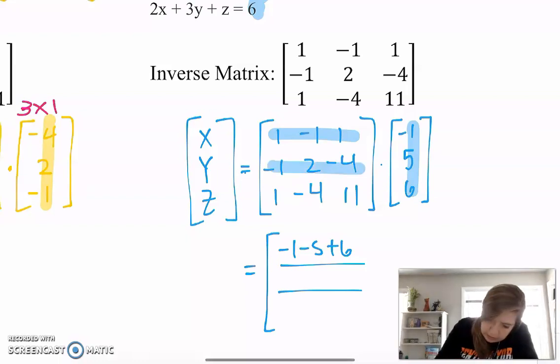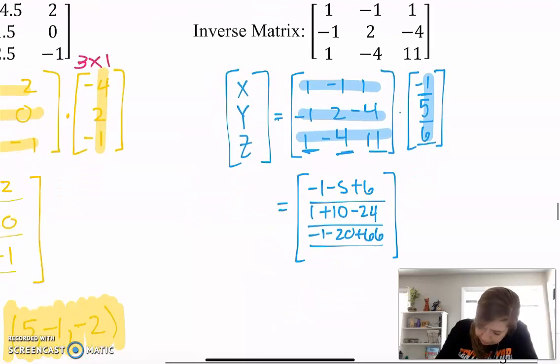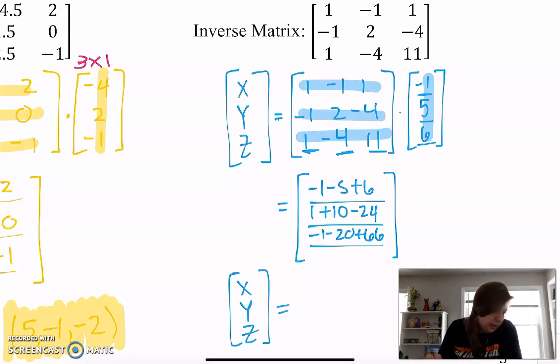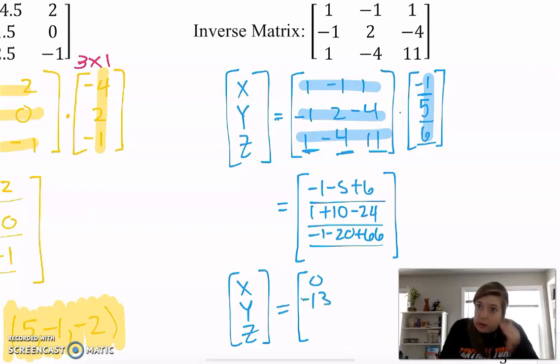Next row, positive 1, 10, and negative 24. And your last row, negative 1, negative 20, 66. So whatever those values equal will be your x, y, and z. So let's see here. So 0, negative 13, and 45.